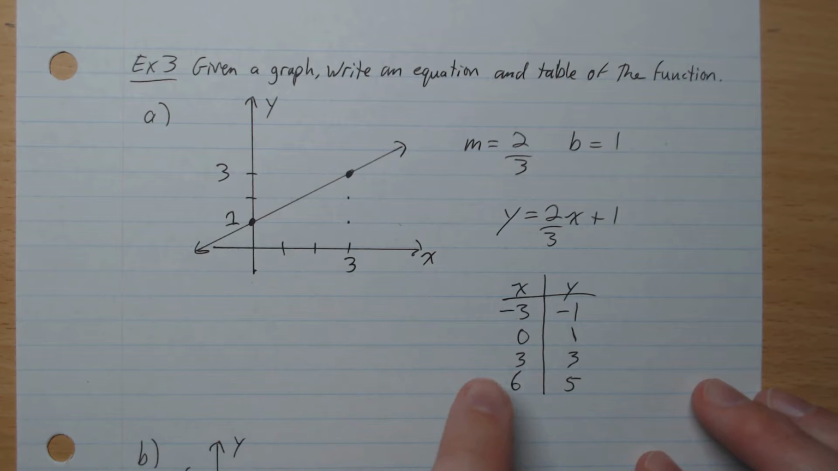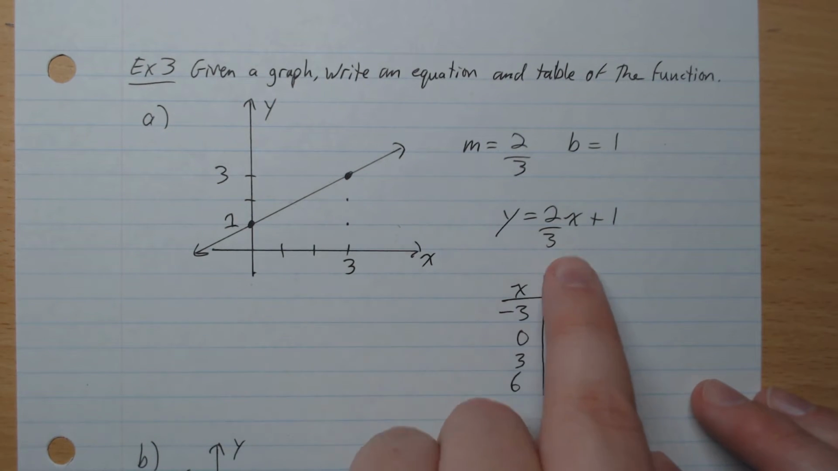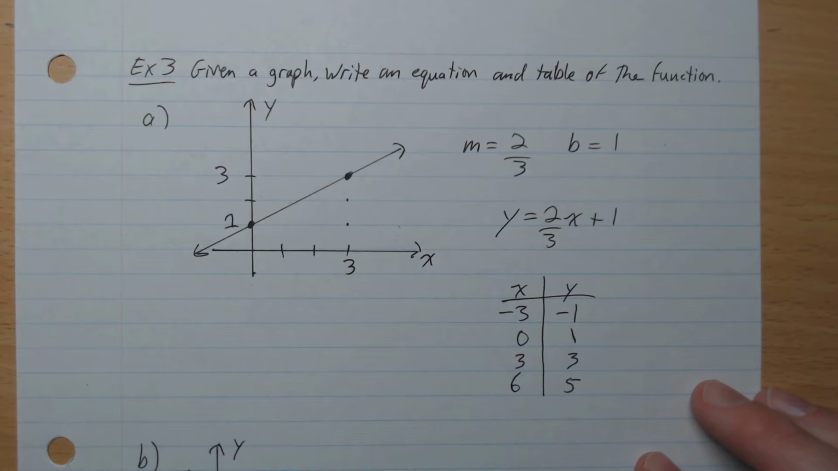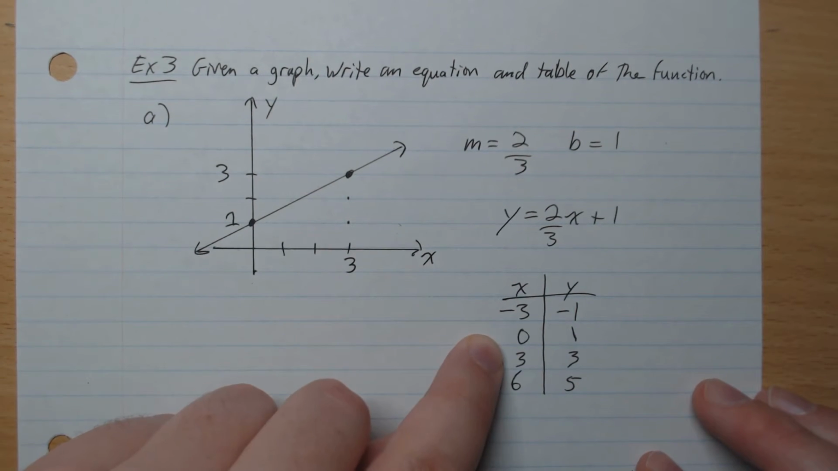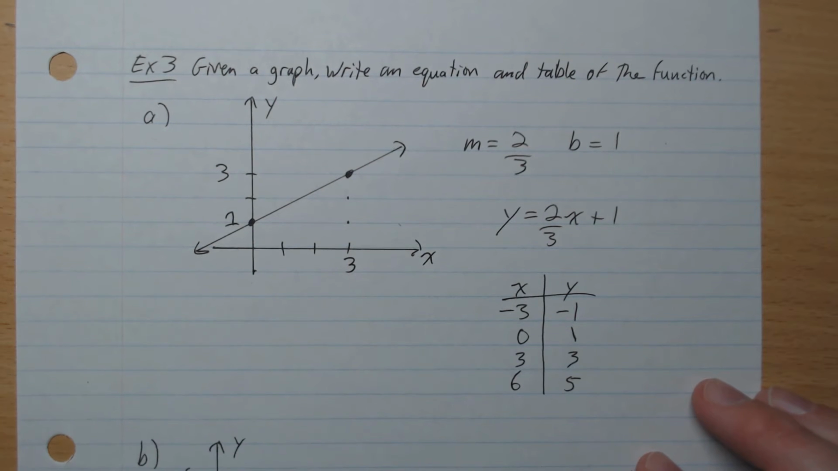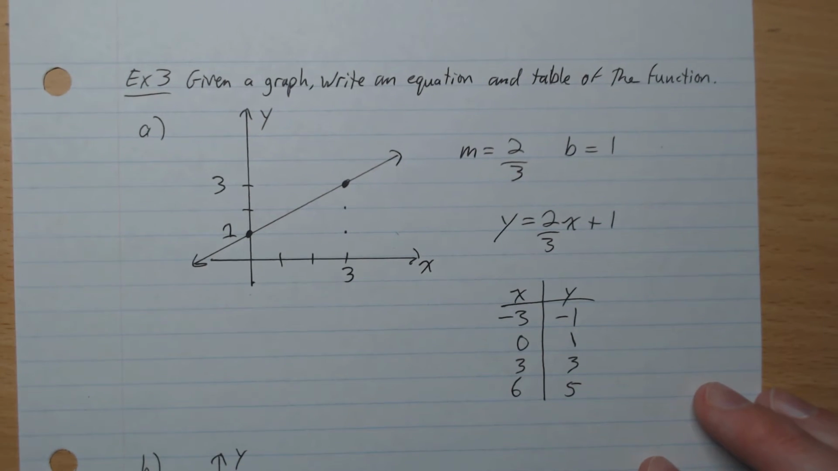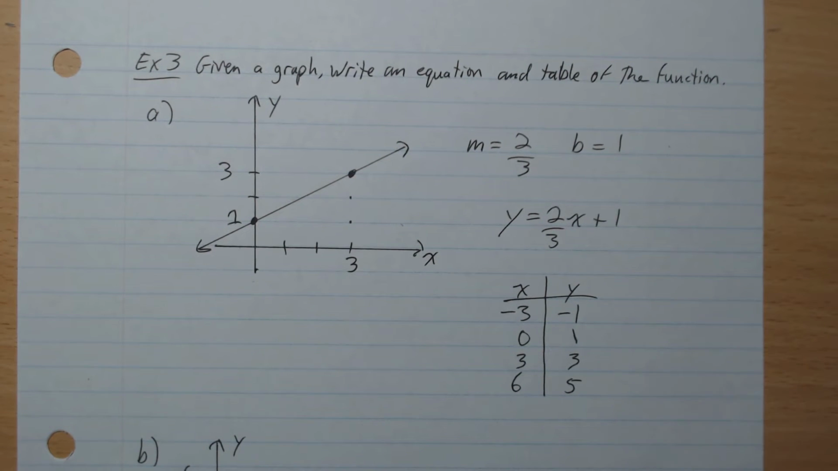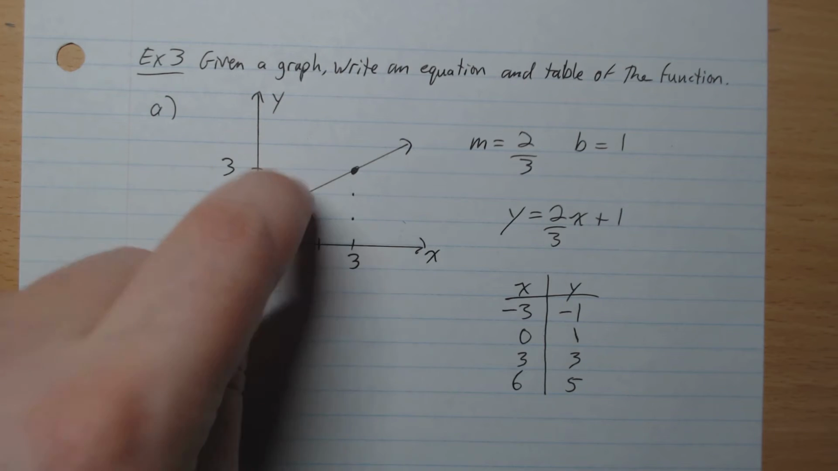And then now we want to plug in numbers for our x value so that we get integers. We're going to start with -3, because 3 over 3 is 1. So if we plug in -3, we get -1. And we're going to keep going like that. Up by 3, up by 2. Up by 3, up by 2. So there is our table, there is the equation, and there's the graph.